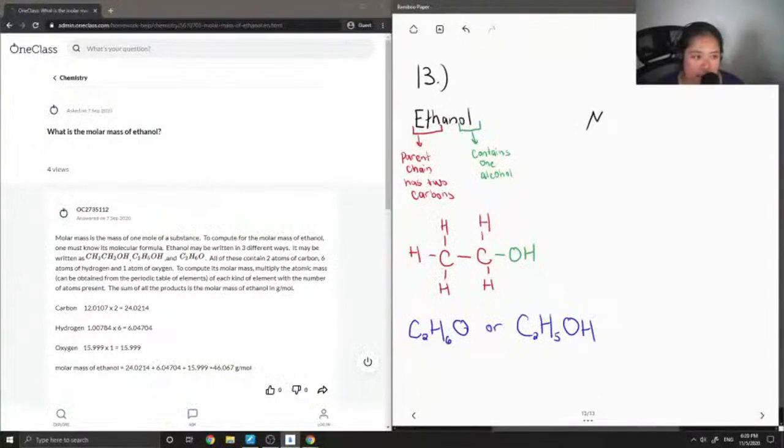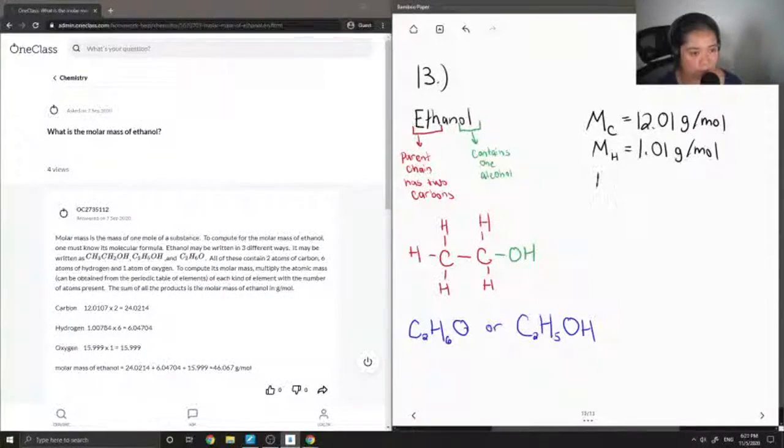So to do this, first we need the molar mass of carbon. So its value is 12.01 grams per mole. So these are just values you would find on your periodic table. We can do the same thing for hydrogen. Its atomic mass is 1.01 grams per mole. And then finally, for oxygen, it has an atomic mass of 15.99 grams per mole.